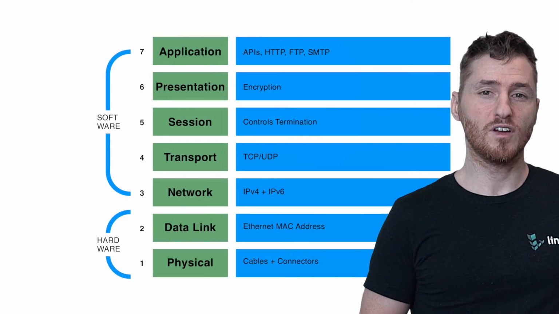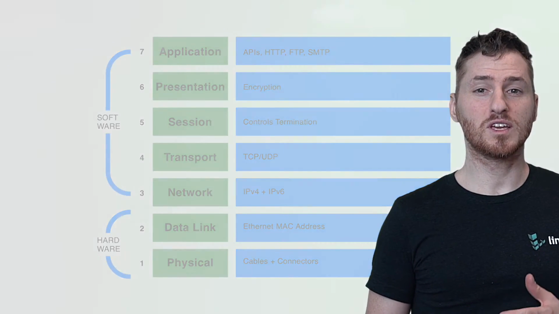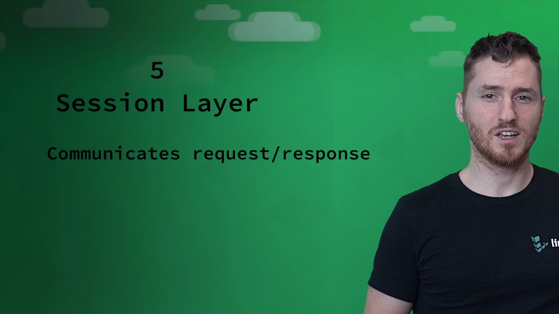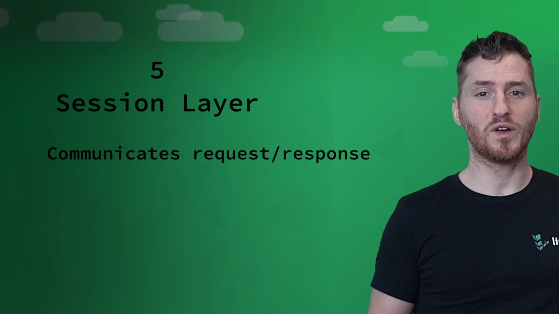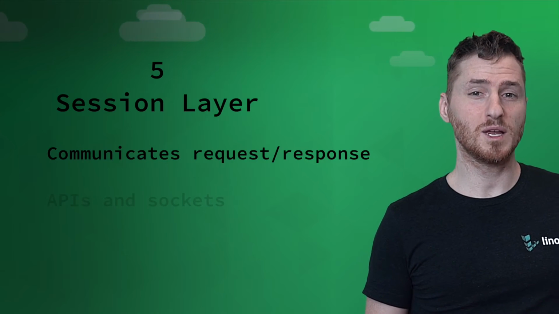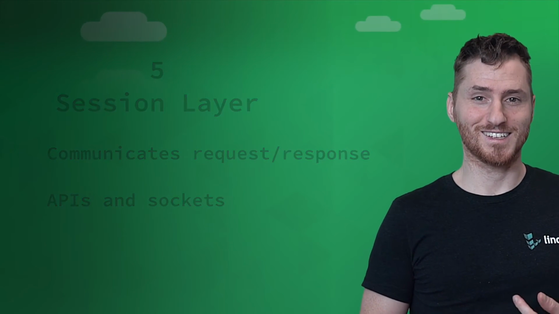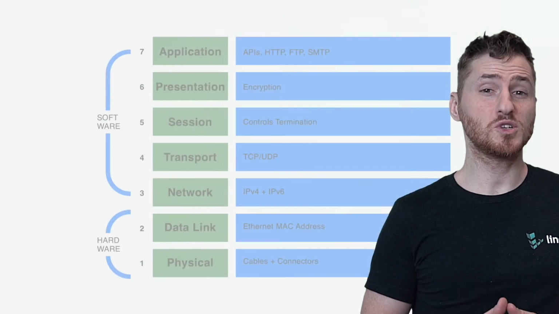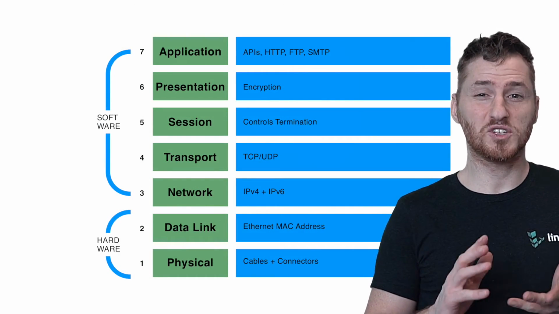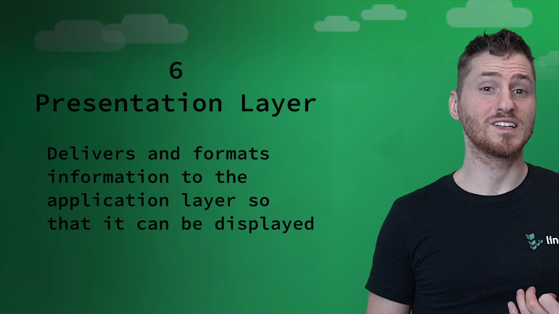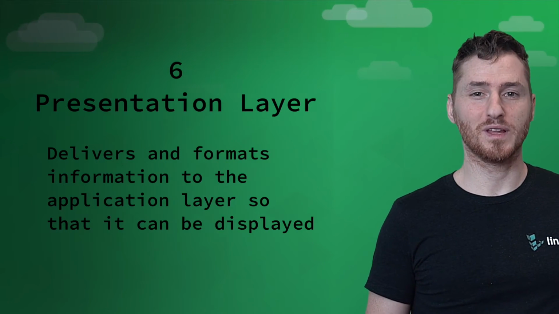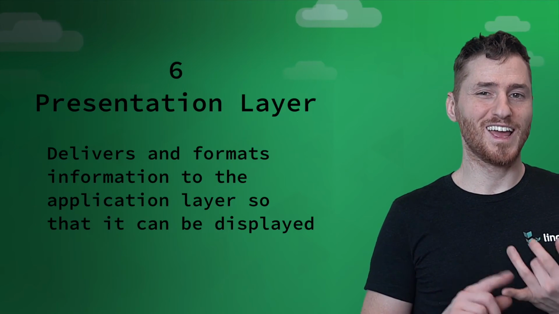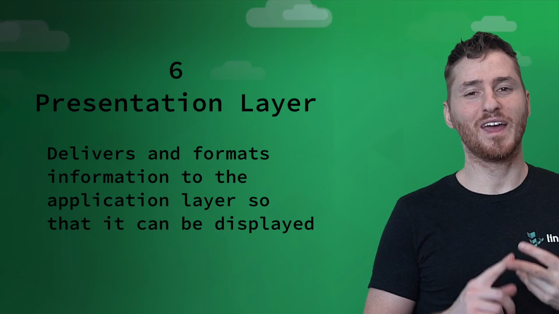Now, let's talk about the software layers. So this starts at layer 5, which is your session layer. This layer communicates the request and response. So a session could begin with a need for authentication. Then the other end would receive that request. And some examples here are APIs and sockets. So now we're onto the 6th layer. This is called the presentation layer, and it's the translation layer. The presentation layer delivers and formats information to the application layer so that it can be displayed. Some examples here would be like SSH, FTP, JPEGs, and GIFs.